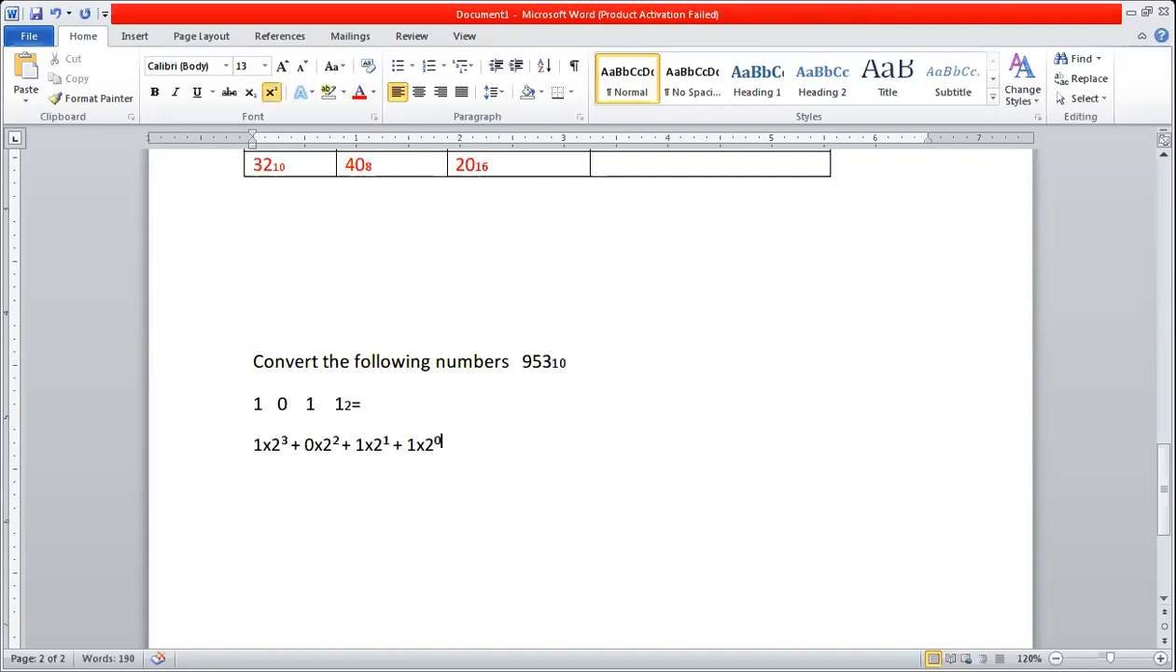So what is the number here? Calculate this. 11. Eleven. Correct. See, 2 raised to 0 is 1. 1 into 1 is 1.